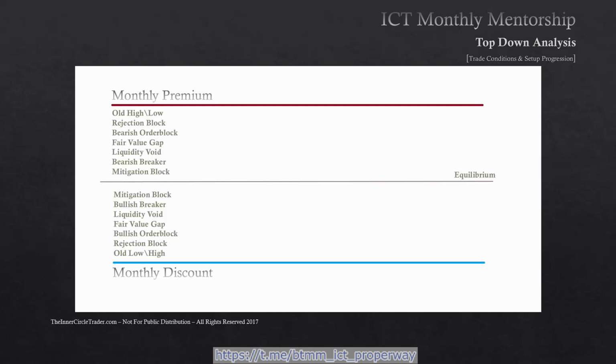our focus is down here where mitigation blocks, bullish breakers, liquidity voids, fair value gaps, bullish order blocks, rejection blocks, and old lows or old highs are our focal point for entries on long positions. The idea is we're looking for something down in this list of arrays to target one of the premium arrays.